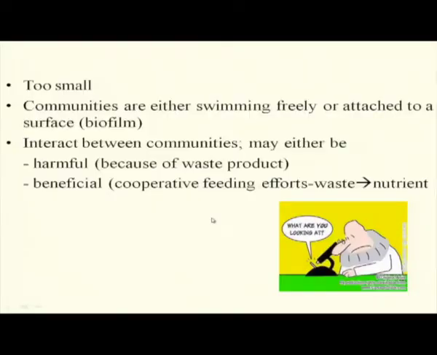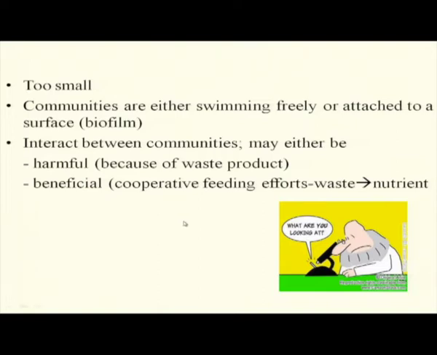Generally when we call them microbes, it means that they are normally too small to be visible. You see them only with the help of a microscope. They can be either swimming freely or attached to the substratum. There are organisms which form biofilms, and when you have different species or different types of microbes associated within a place, you have interaction between these communities.